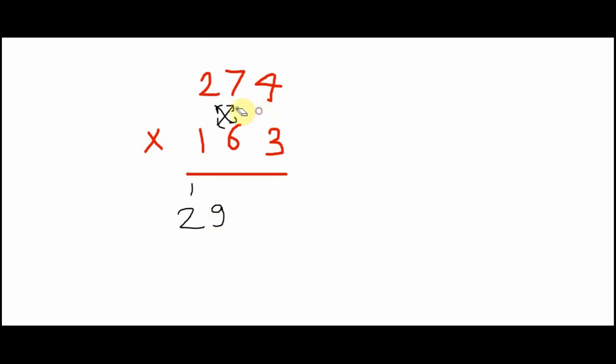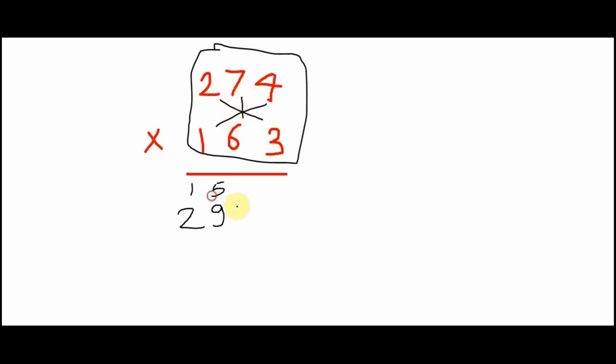Now similarly, again increase the order of multiplication and you include all three digits. That is 274 and 163. And then again multiply them in cross fashion. That is 2 with 3, 1 with 4 and 7 with 6. What do you get? 2 into 3 is 6 and 1 into 4 is 4. 4 plus 6 is 10 and 7 times 6 is 42. 42 and 10 is 52. So 52 has to be written like 5 and 2.